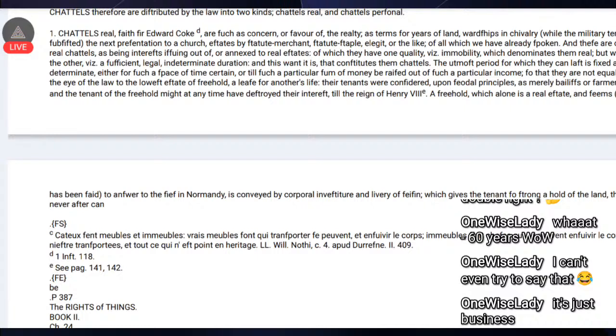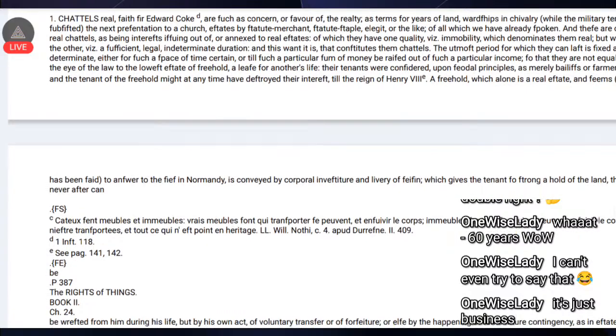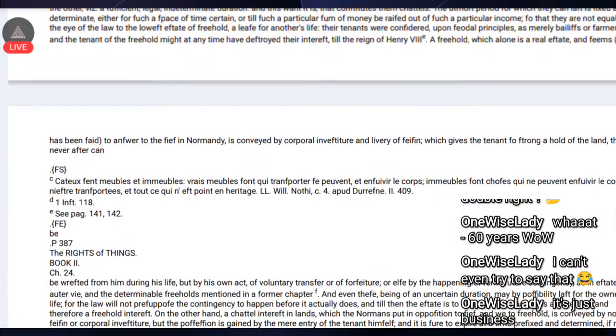The utmost period for which they can last is fixed and determinate, either for such space of time certain, or till a particular sum of money be raised out of such a particular income, so that they are not equal in the eye of the law to the lowest estate of freehold, at least for another's life. Their tenants were considered upon feudal principles as merely bailiffs or farmers, and the tenant of the freehold might at any time have destroyed their interest till the reign of Henry VIII.